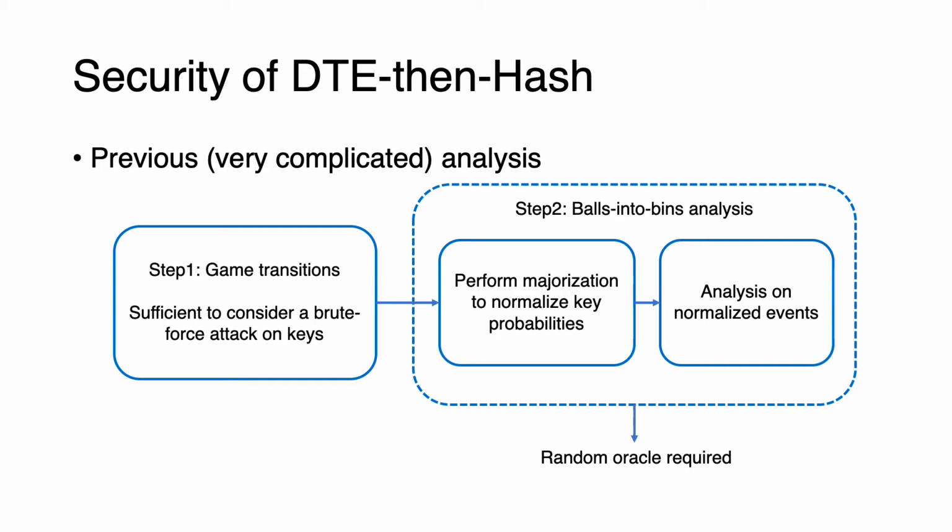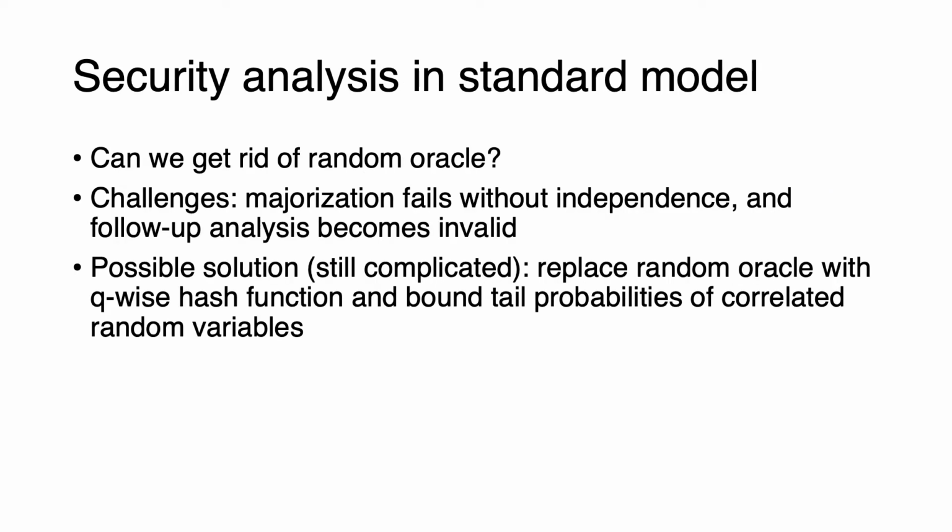The second step is a balls into bins analysis. There are two bins, 0 and 1, indicating predicate value, and each decryption is considered as a ball throw. A majorization step is also needed to normalize key probabilities. What's more, both majorization and balls into bins analysis require random oracle to guarantee independence.